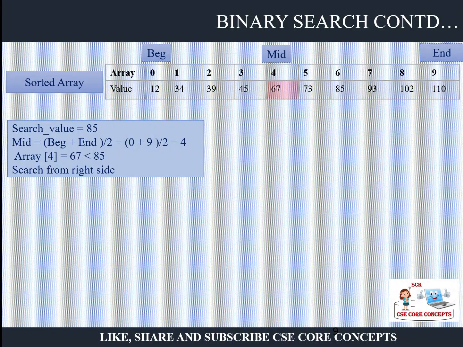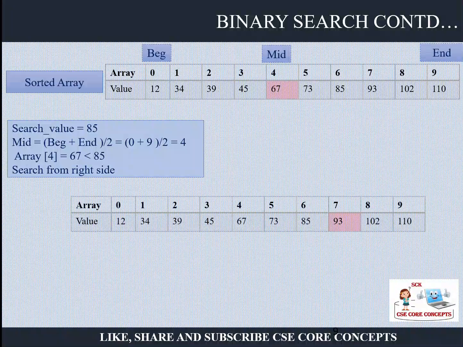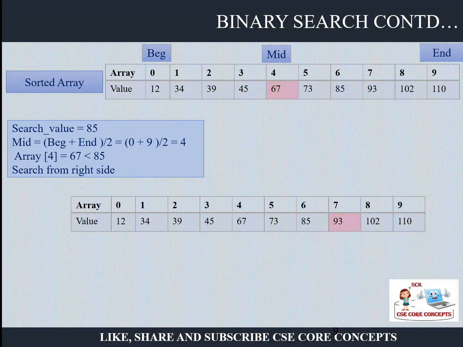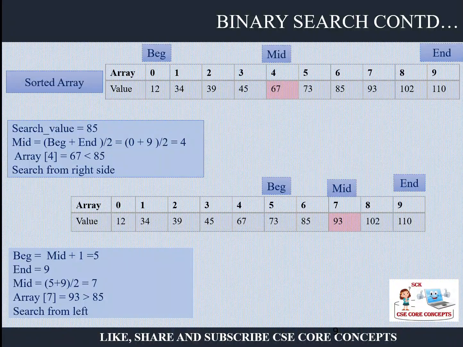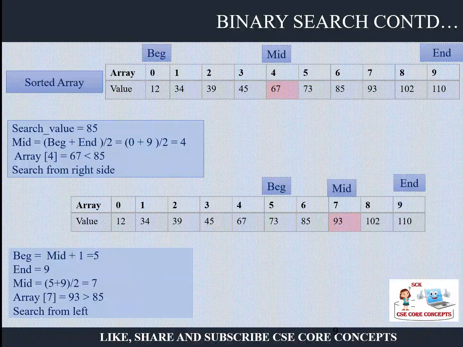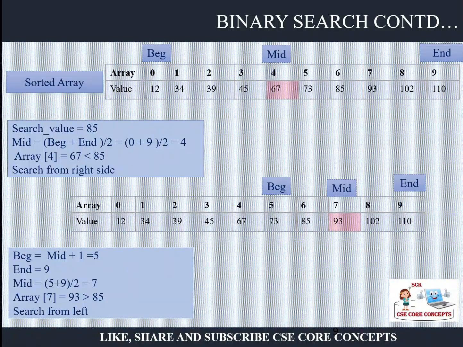Fine. So let us change the beginning. So where will the beginning go? Beginning will go to mid plus 1. Already I have checked 67, so there is no point of checking 67 again. So my sixth element, that is array index 5, becomes my beginning and ending is same as 9. Again I will find out the middle element. So 5 plus 9 divided by 2. If I take the integer value, I will get 7. Okay, array index 7, right? So 93 is my mid element.